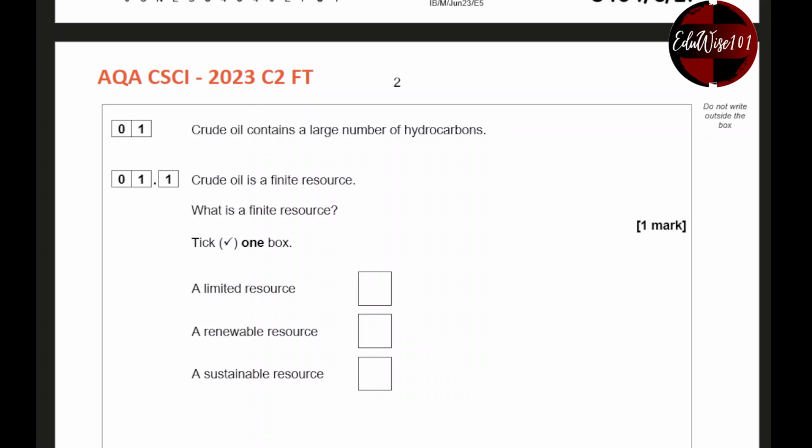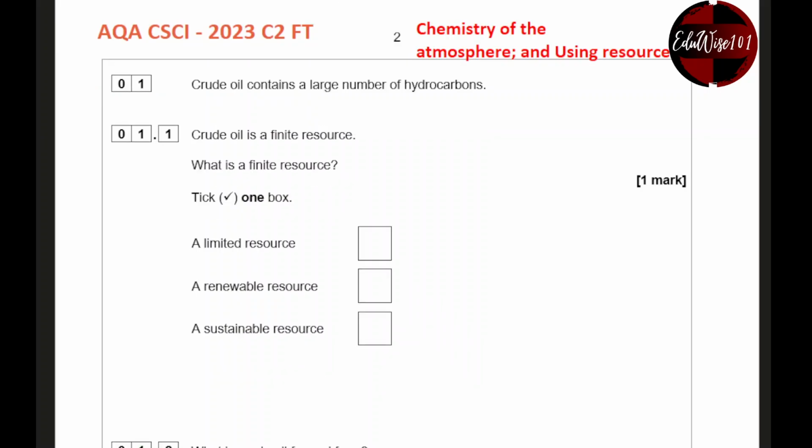Question number 1 is on the topic of the chemistry of the atmosphere and using resources. Crude oil contains a large number of hydrocarbons. Crude oil is a finite resource. What is a finite resource? A finite resource is a limited resource.